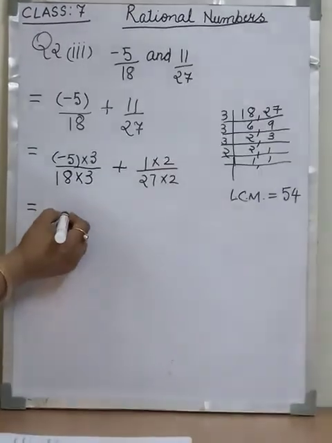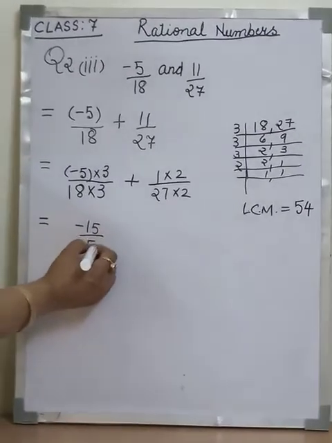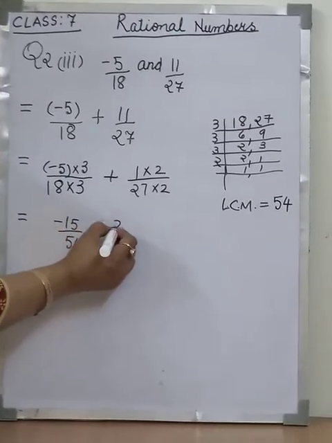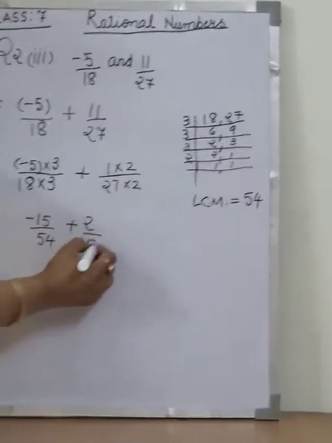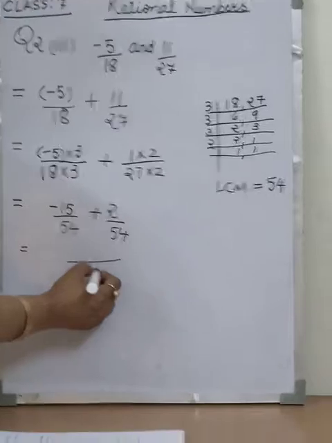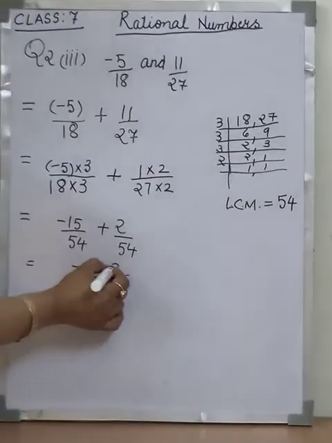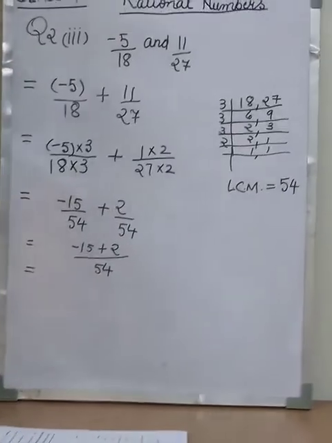Now what we get? Minus 15 upon 54 plus 2 upon 54. Now what is the LCM? That is 54. It is minus 15 plus 2. We have written the expression.